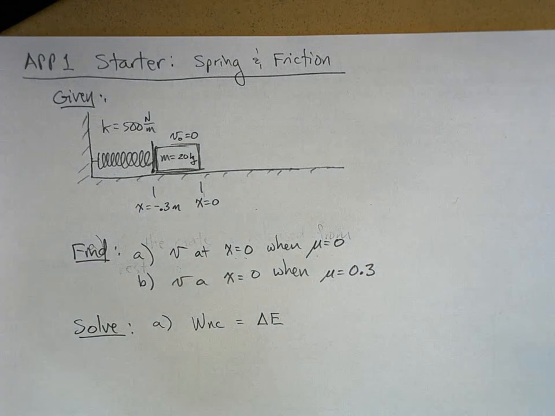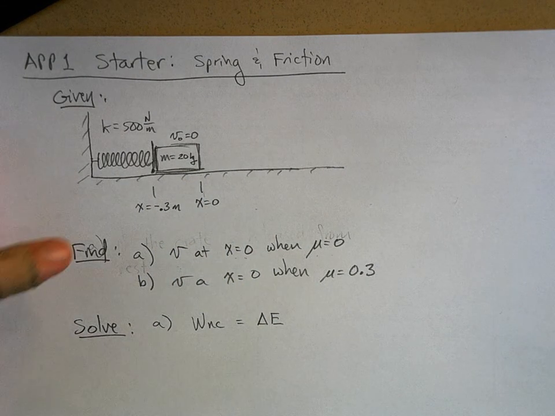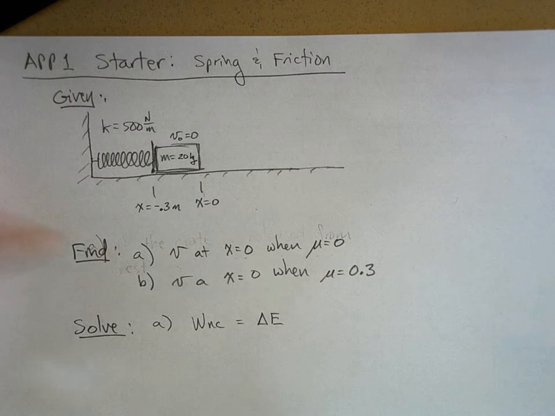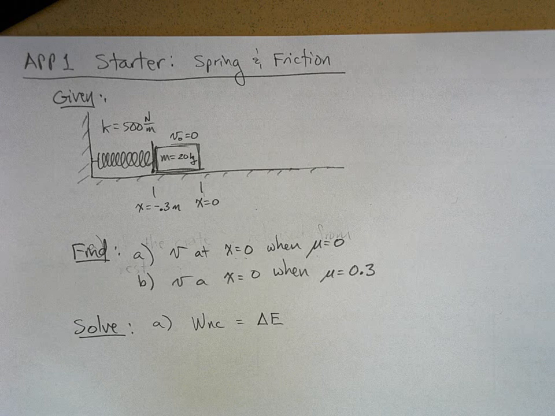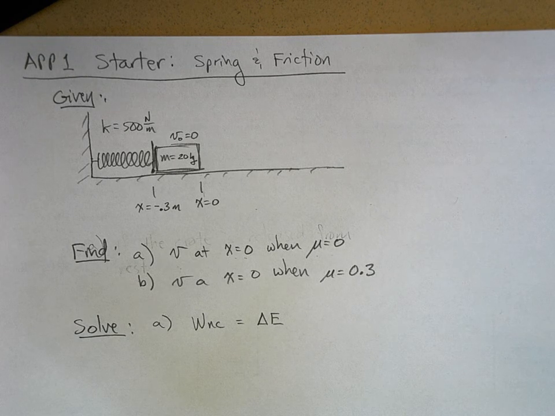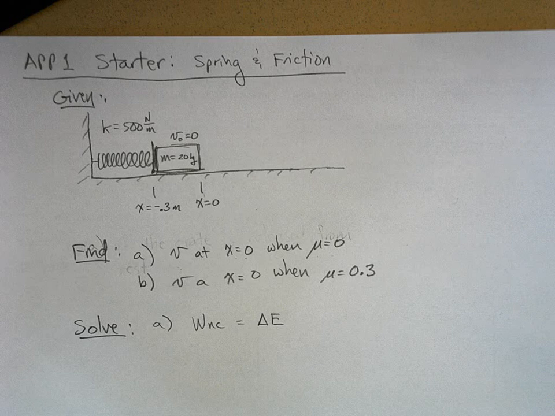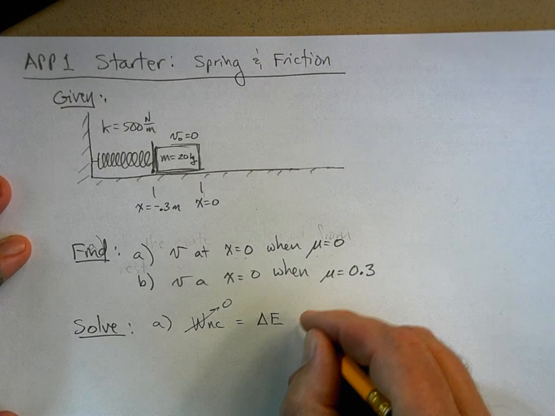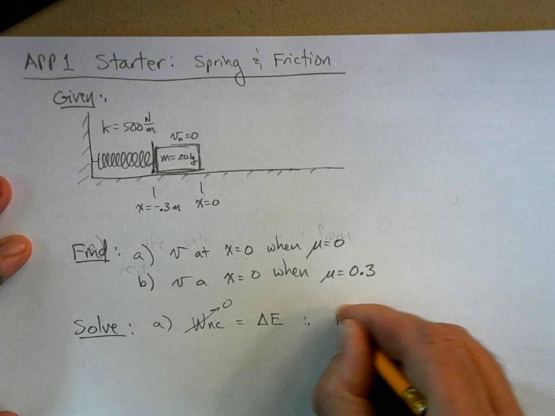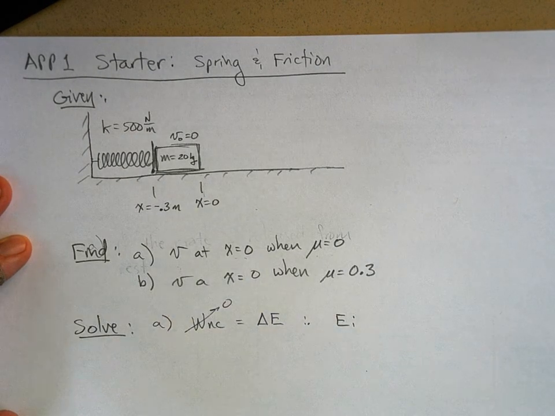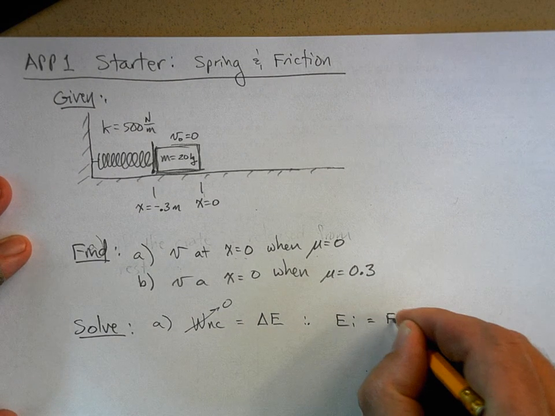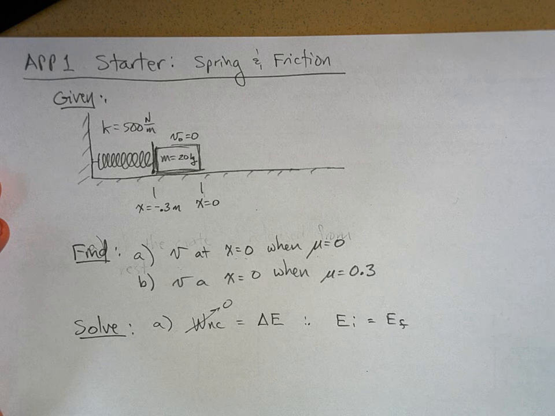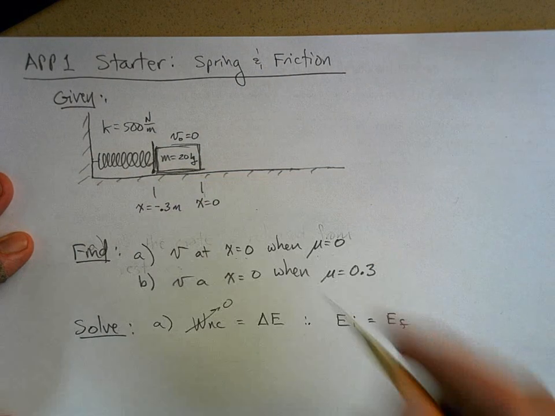What's the only thing doing work on the crate for part A? Is the spring. If the spring is the only thing doing work, then well, spring is a conservative force. That is, we conserve mechanical energy. So therefore, this is equal to 0, and therefore we can say that the initial energy equals the final energy. Well, what is the initial energy?